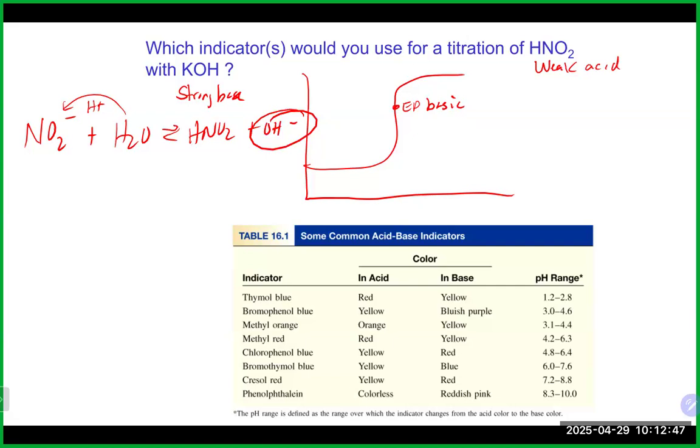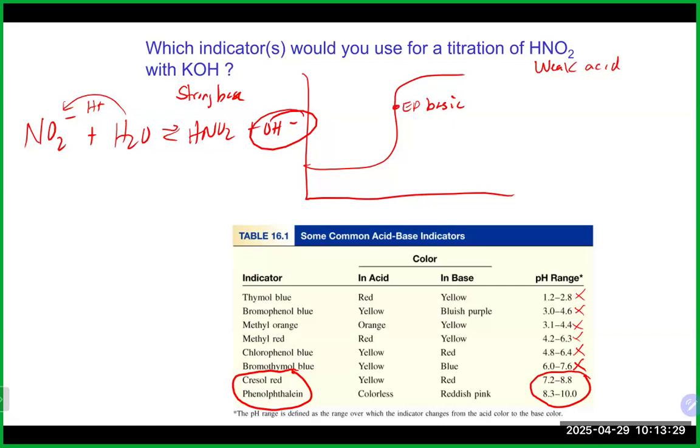So because of that, obviously this is probably not so great, that's not so great, that's not so great. Again, all these are going to have a distinct color change way before your equivalence point happens, so that's not going to help you out at all. Although this one does get into the basic range a little bit, it's probably not far enough. The color change has probably already occurred at that point. So that leaves us really these bottom two here, which would be cresol red and phenolphthalein, which would be good choices for this indicator to use.